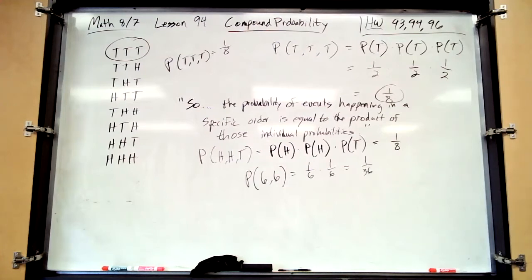But you could do it this way. It's like you're rolling a die and then you're rolling another die. The probability of rolling the 6 is 1/6. The probability of rolling that second 6 is also 1/6. 1/6 times 1/6 is 1/36. Okay?